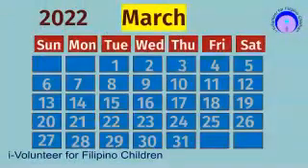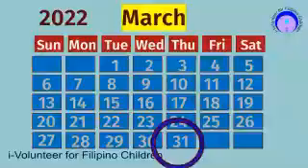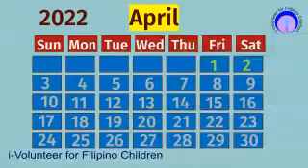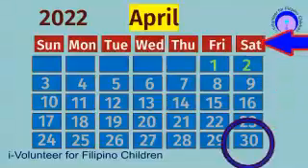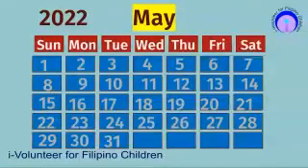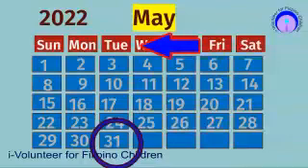This is March, the third month of the year. It ends on the 31st day. This is April, the fourth month of the year. It has 30 days. This is the month of May. Can you locate the last day of this month? What day of the week is the last day of this month? Can you locate it? The 31st day falls on a... Yes, it's Tuesday.